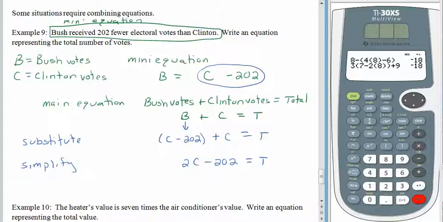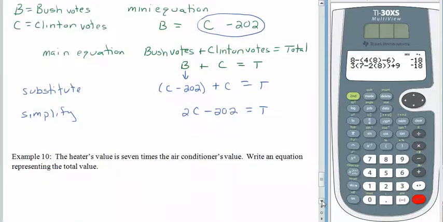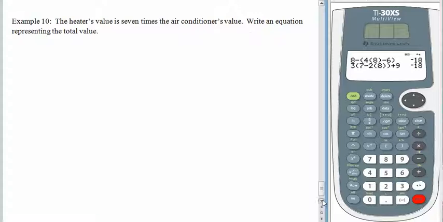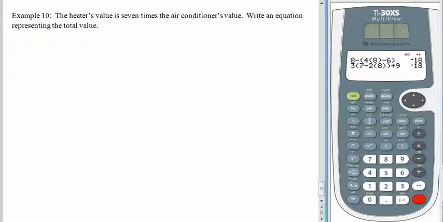All right, we should probably try this one more time, and then we'll call it good for the day. The heater's value is 7 times the air conditioner's value. We need an equation for the total value. So total tells us we're going to add. We want to add the heater's value to the air conditioner's value, but I have extra information about the heater's value that I want to incorporate.